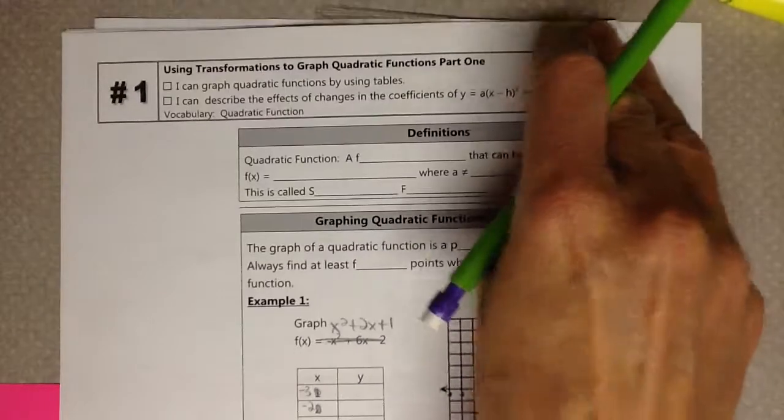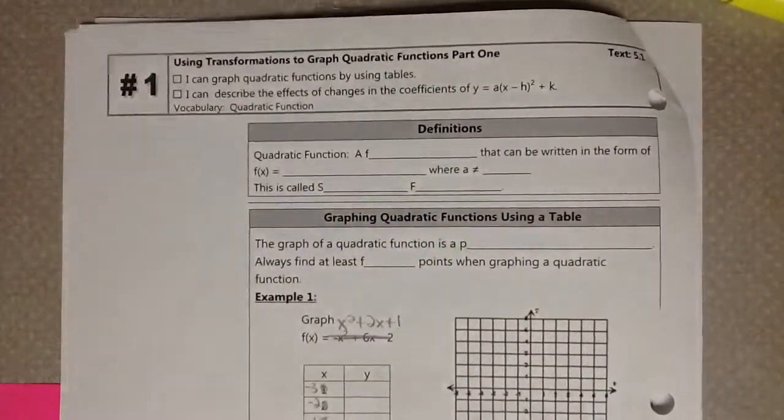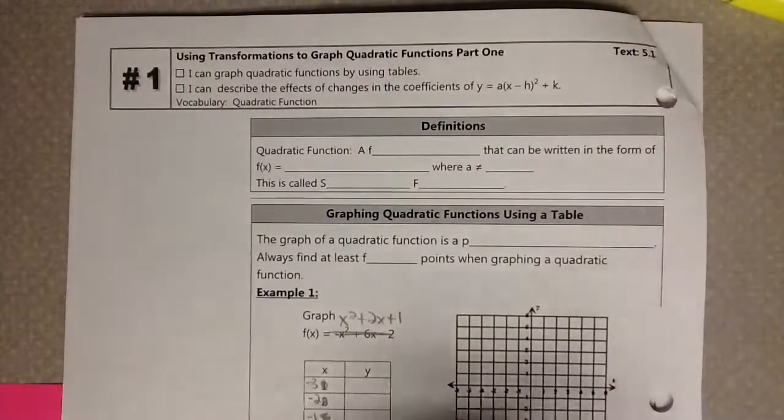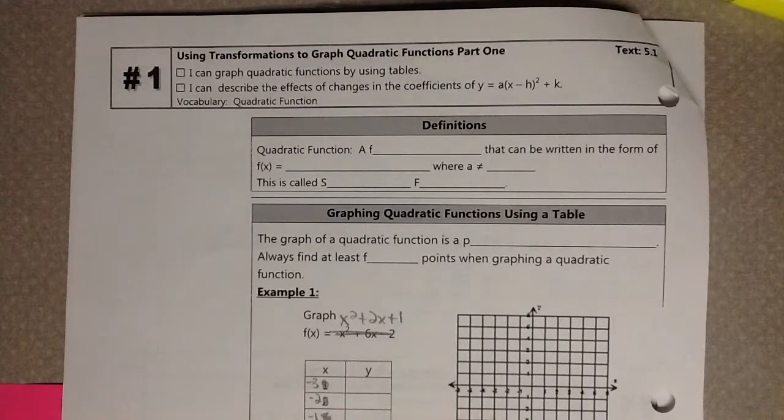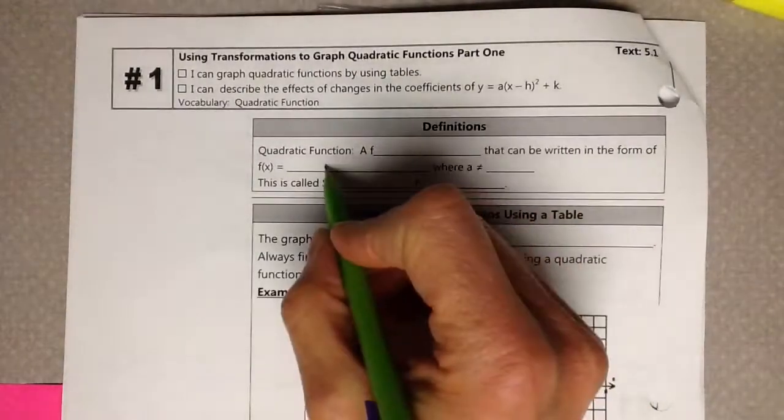In section 1 of unit 7, so it would be 5.1 in your textbook, I want you to be able to graph quadratic functions by using tables and also to describe transformations. So the first thing I want to do is describe or define what a quadratic function is.